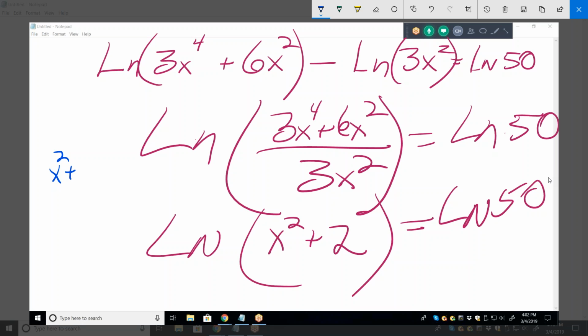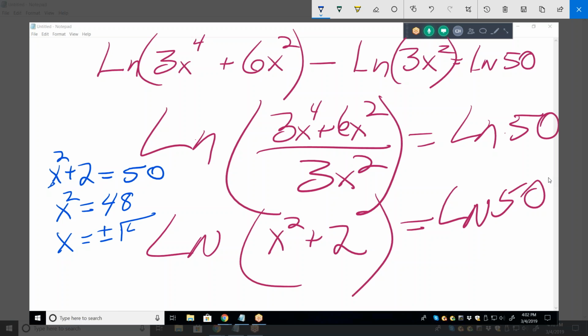This is the one time that you don't have to go through conversion to exponential: when you end up with natural log on both sides, or log-based something on both sides, then you can set the arguments equal to one another, and you don't have to convert it. So if x squared equals 48, does x equal plus or minus the square root of 48?